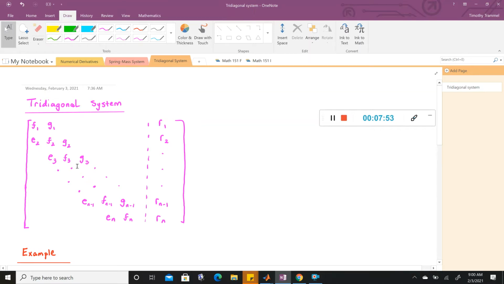So when we do create our tridiagonal function, the inputs will just be the vector that is this upper diagonal, a vector that's the middle diagonal, a vector that's the lower, and then a vector that is this right here. Okay.